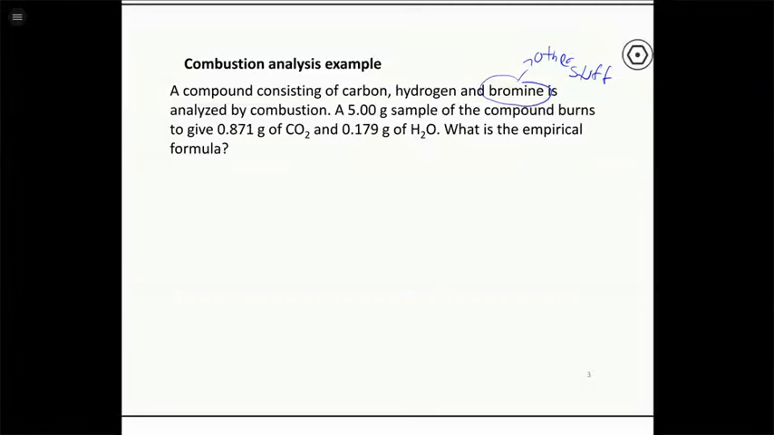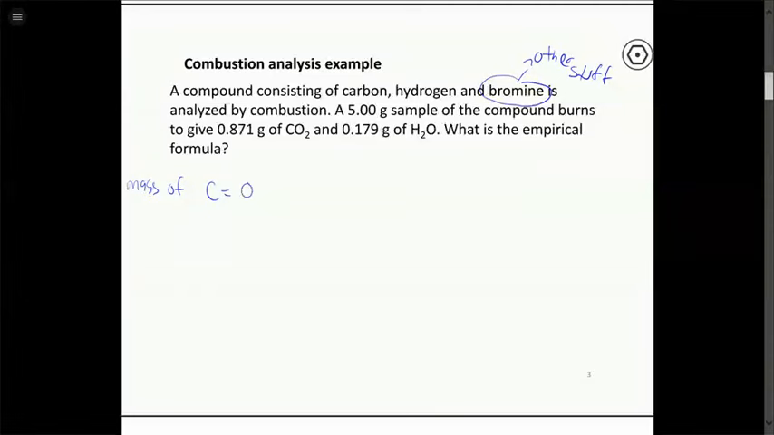All right, so like I said, this is just an indirect way of getting the masses of all the elements. The mass of carbon in this compound is going to come from the mass of carbon dioxide that forms during the combustion. So we can do this sort of conversion to get that. Now we need to start by getting the masses of carbon. We could use the mass of carbon dioxide to get the moles of carbon directly, but we're going to need the mass of carbon first because we need to find the mass of the other stuff that's in there. So we're going to start with the mass of carbon and then eventually we'll convert it to moles.